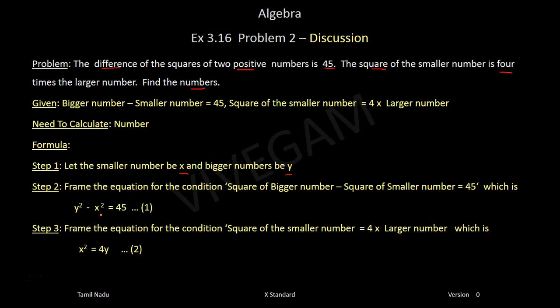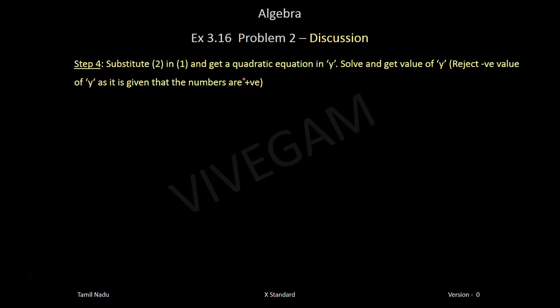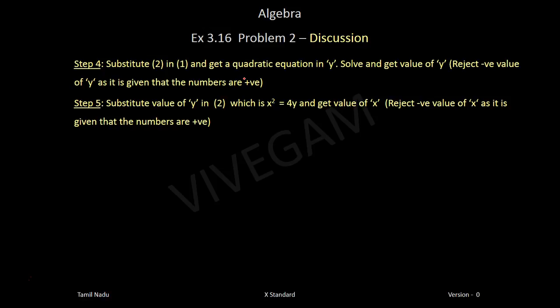This equation can be substituted here. So x square can be substituted as 4y. You will get a quadratic equation in y. Solve that quadratic equation, get the y, which is the larger number. Please be careful, the numbers are positive, so reject the negative value of y. That's what is told here. Next, once you have y, put the value of y in equation 2, which is x square equal to 4y, and get the value of x. Again, reject the negative value of x as the number is given positive. Now you have both x and y. The problem is solved. So this is how you need to do it.